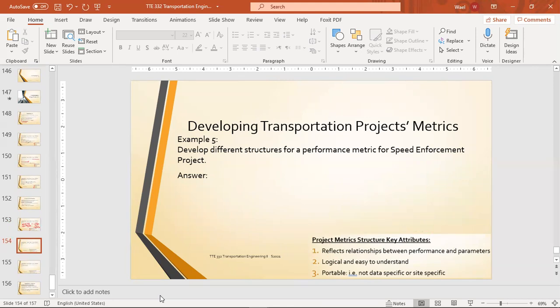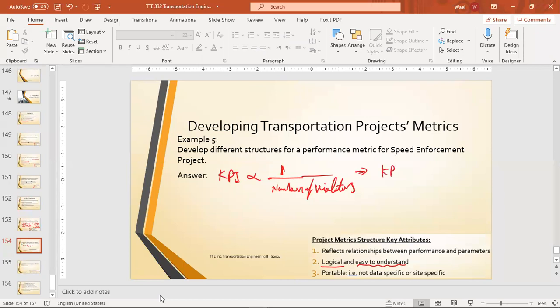Here, develop different structures for performance metrics for a speed enforcement project. Again, we can say that the KPI, the key performance indicator, should be inversely proportional to the number of violators. Okay, so the higher the number of violators, the lower the performance. The lower the number of violators, the higher the performance. This is kind of logical, but it's not easy to understand by everybody.